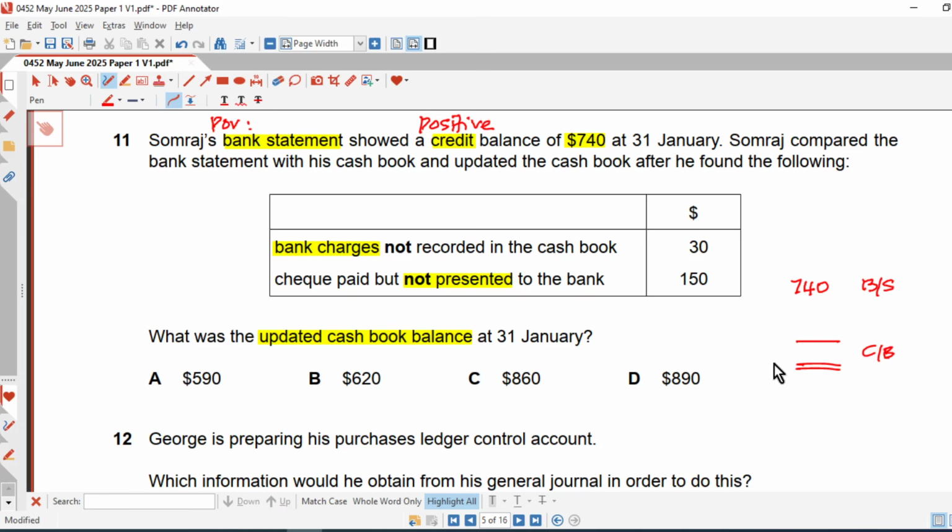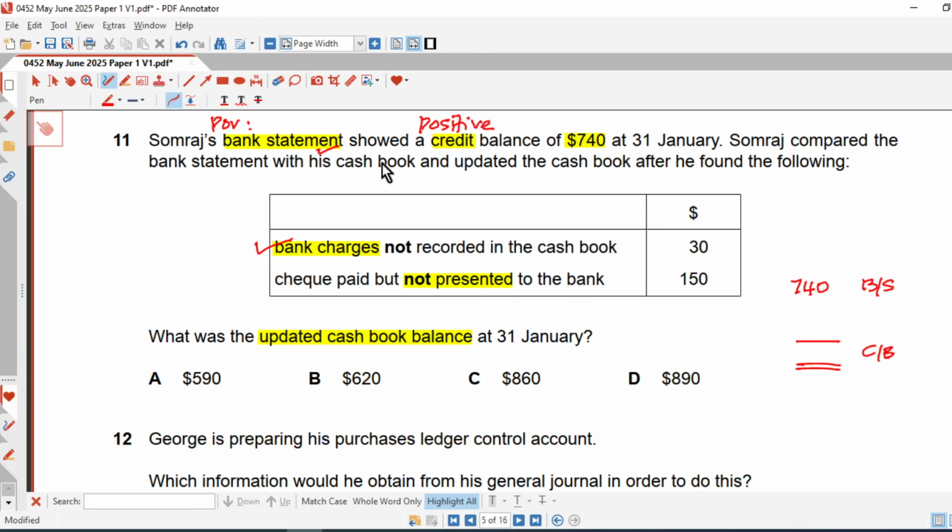Now, since you're starting with the balance per bank statement, it's fair to say that the first item has already been adjusted for, right? It's not recorded in the cash book, correct? But it does show in the bank statement. You see the bank charges in the bank statement, right? The bank charges are already recorded in the bank statement. So in fact, we don't have to do anything with this $30. It's already included inside the 740.